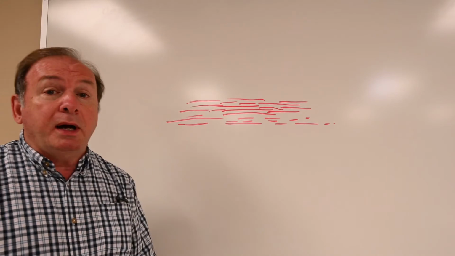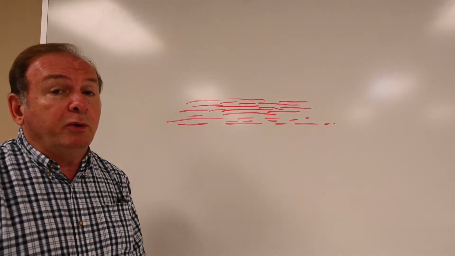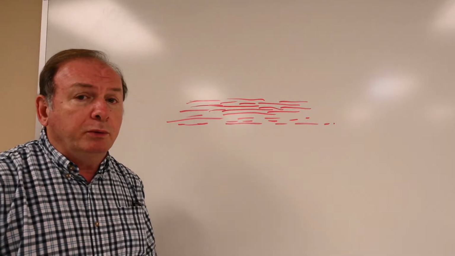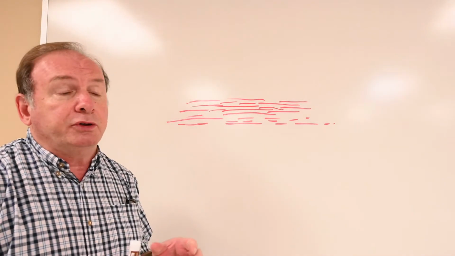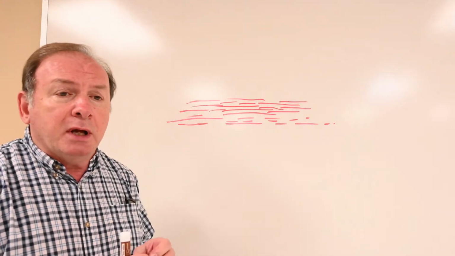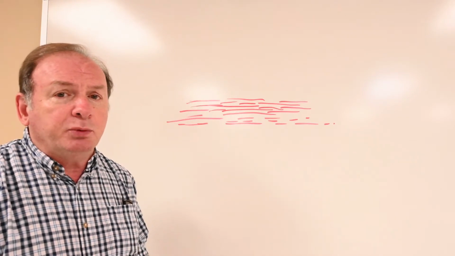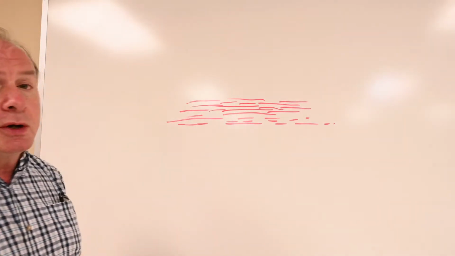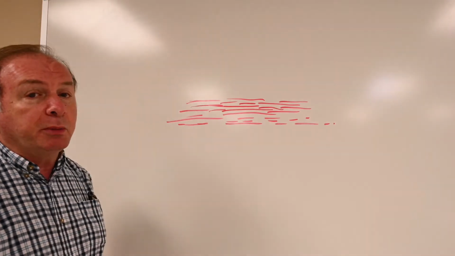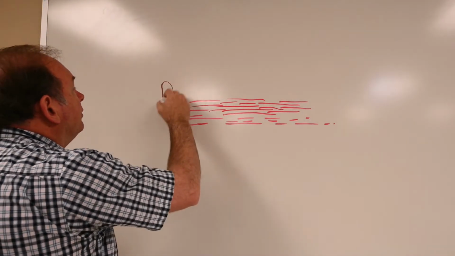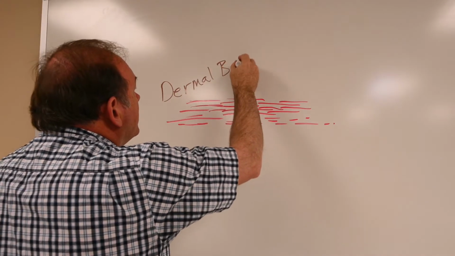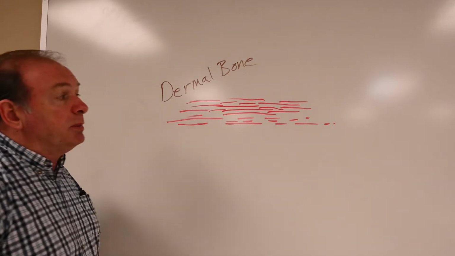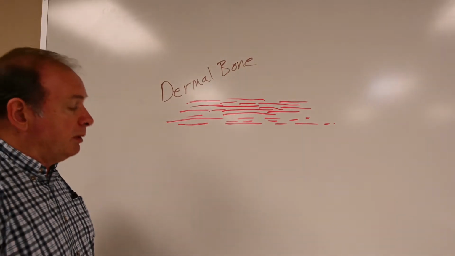Okay, we've talked about endochondral bone formation. We mentioned that most of the bones of your body are formed by endochondral bone formation, where you start with a piece of cartilage, and that cartilage is gradually replaced with bony tissue. Now we're going to talk about membrane bone, or what we sometimes call intramembranous bone formation, or dermal bone. Intramembranous bone, membrane bone, or dermal bone formation.